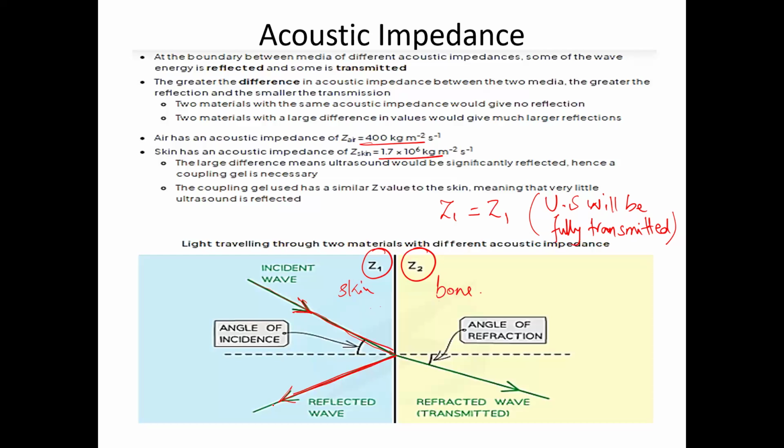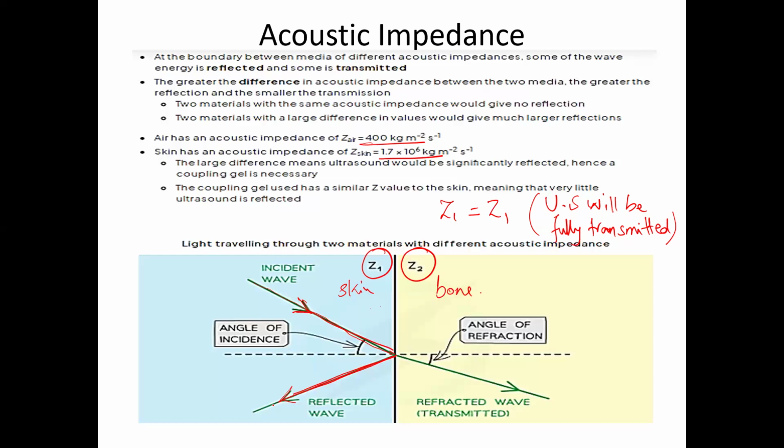Are you understanding? So the coupling gel used has a similar Z value to the skin, meaning that very little ultrasound will be reflected. Very little ultrasound will reflect back. So what does the coupling gel do? The coupling gel basically transmits the incident ultrasounds and the reflected ultrasounds. Yes, people, are you understanding about this fact?